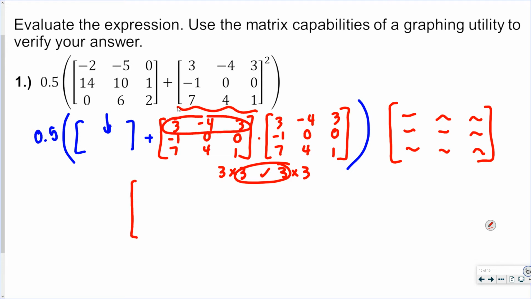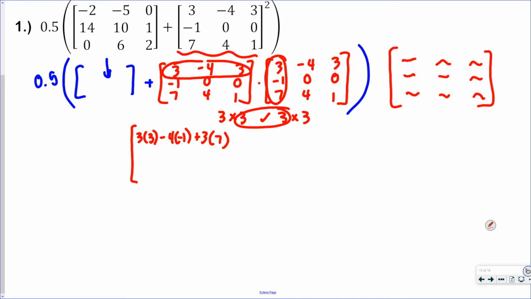Row 1 times column 1. 3 times 3 minus 4 times 0 plus 3 times 4. Oh, so that's not a 4, that is a 7. Sorry, I think I was looking at the -1 and 7. Yep. Moving on. So I got 34 there.